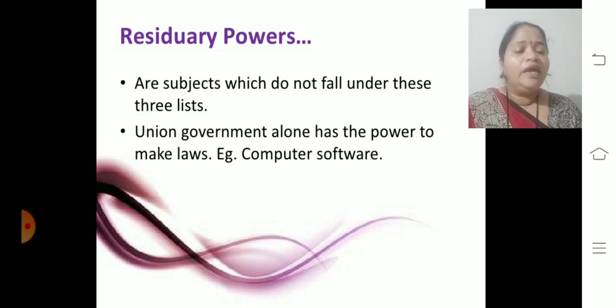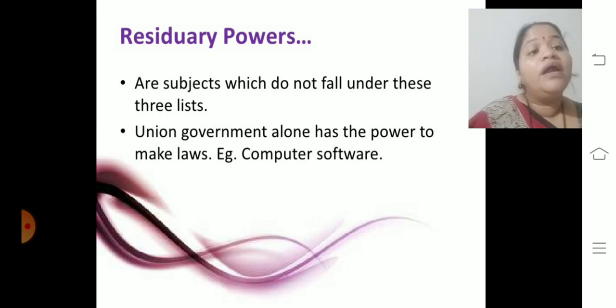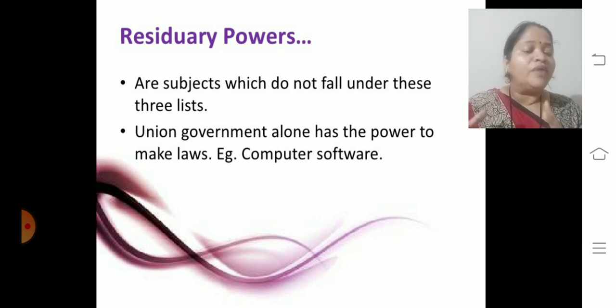So for any such decision, any workout that comes up, who has the power to talk on this? Residuary power, to whom is it given? The central government. So who will make the decision or make the law? The union government alone has the power to make laws. Example, computer software, which was included afterwards. So this was given under the residuary power. It is given to the central government, and the central government implements it according to need.